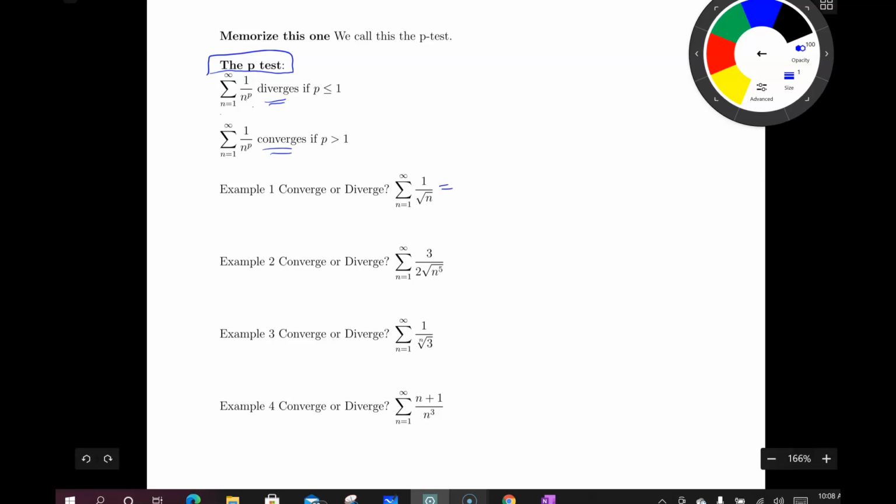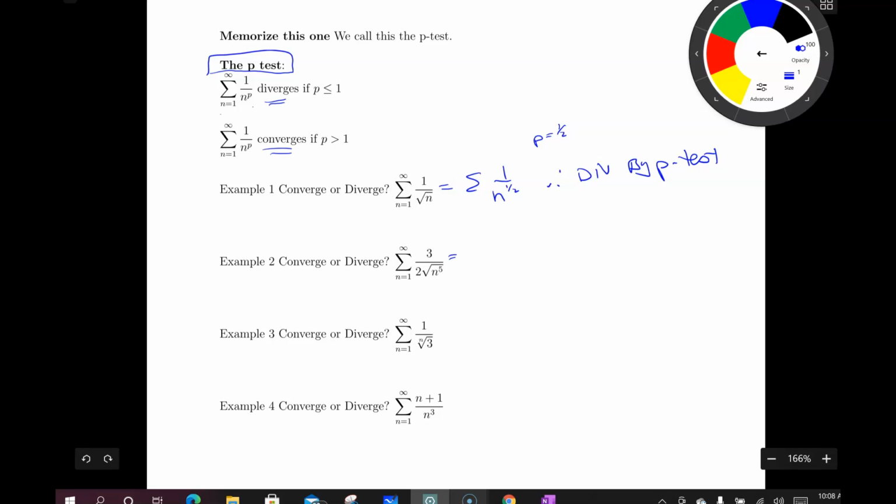All right, so I'm just going to rewrite this as n to the 1/2 so we can look at what the p is equal to, just to make sure you're getting very comfortable with this. So here I see the p is 1/2. Right? The p always has to be in the denominator. The 1 over n to the p has to be in the denominator. With p equaling 1/2, I can say this diverges by p-test.